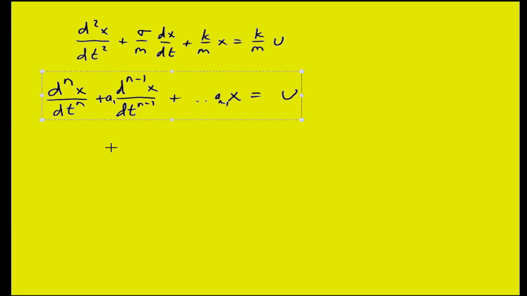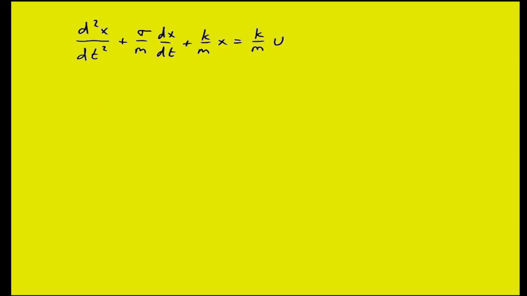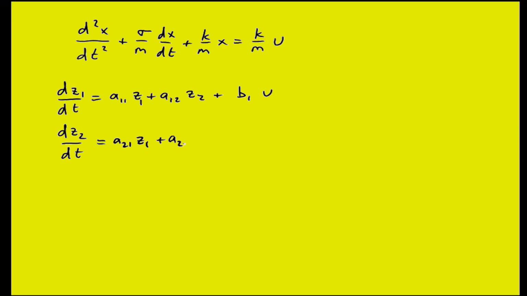Right now we're going to concern ourselves with just second order differential equations, so we'll remove the general case. So what we'll end up with eventually are a set of equations of the form, for example, dz1 dt is equal to some coefficient times z1 plus some coefficient times z2 plus some coefficient times u, and another equation that will be the derivative of z2 with respect to time is equal to another coefficient times z1 plus our final coefficient times z2 plus another coefficient times u.